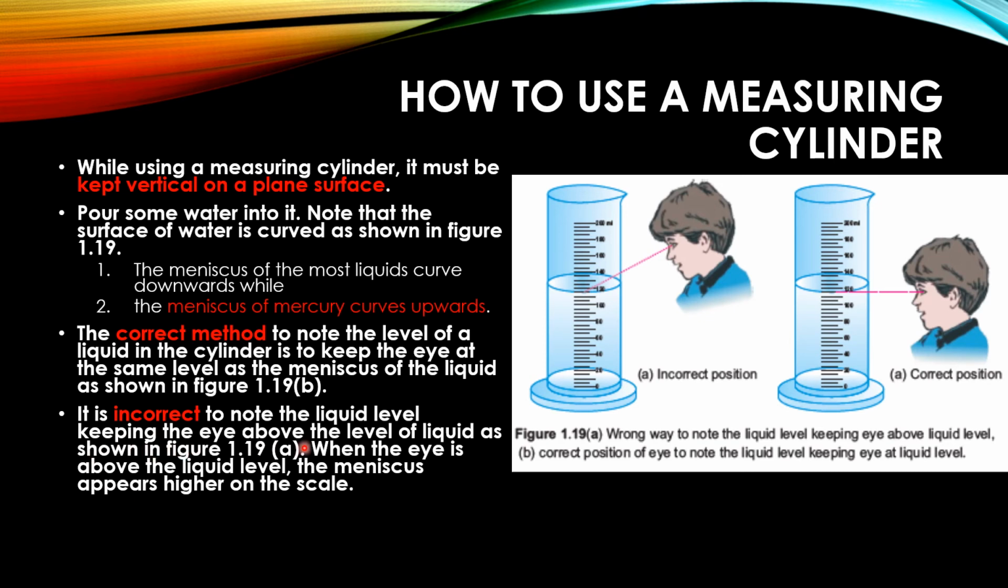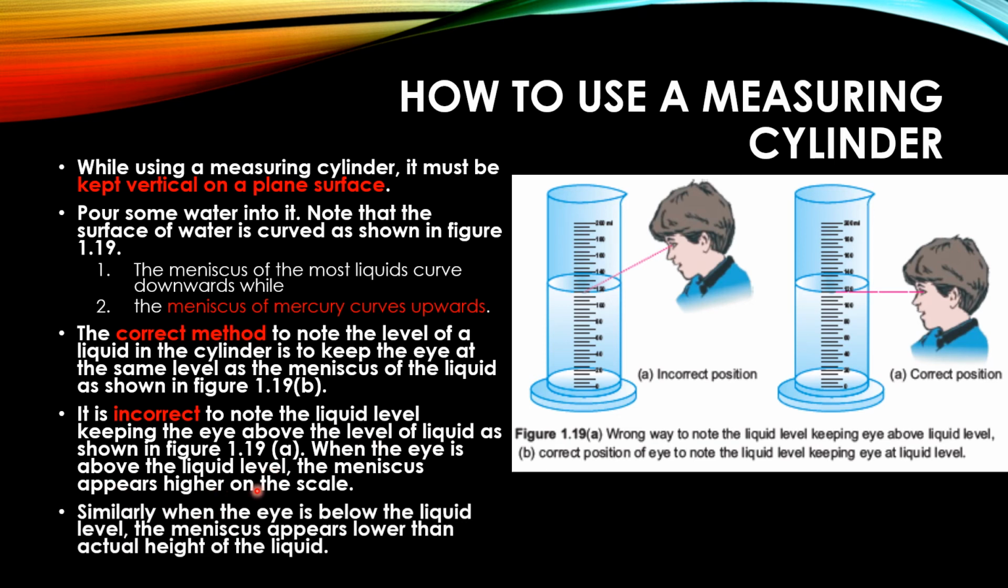It is incorrect to note the liquid level keeping the eye above the level of the liquid. If you look from the upper side, you will not be able to take the correct reading. When the eye is above the liquid level, the meniscus appears higher on the scale, so the reading will be incorrect. Similarly, when the eye is below the liquid level, the meniscus appears lower than the actual height of the liquid.